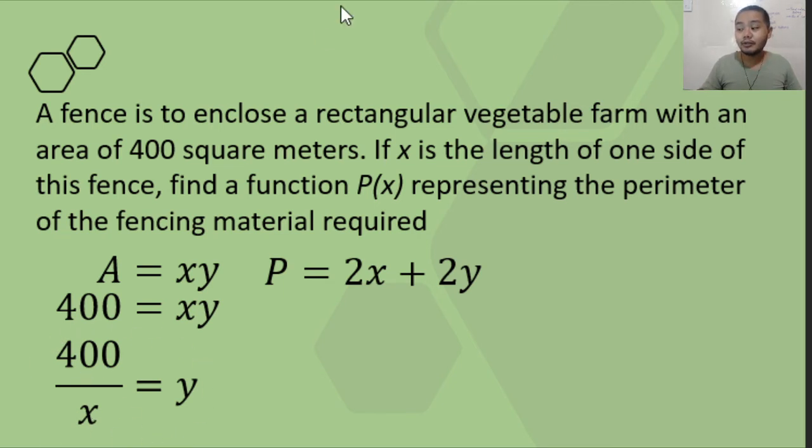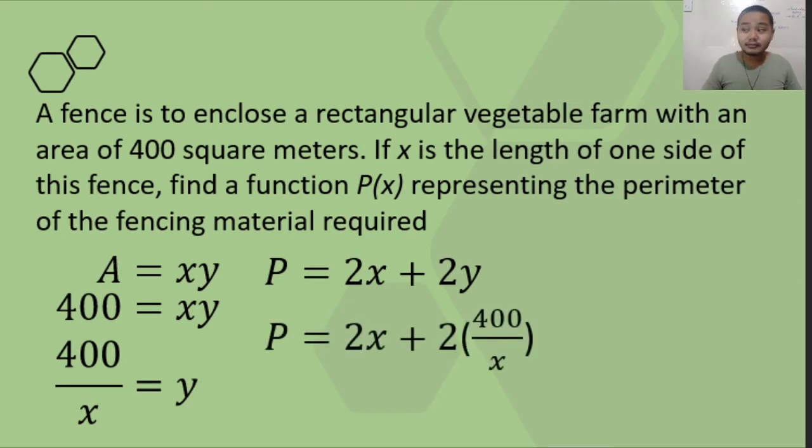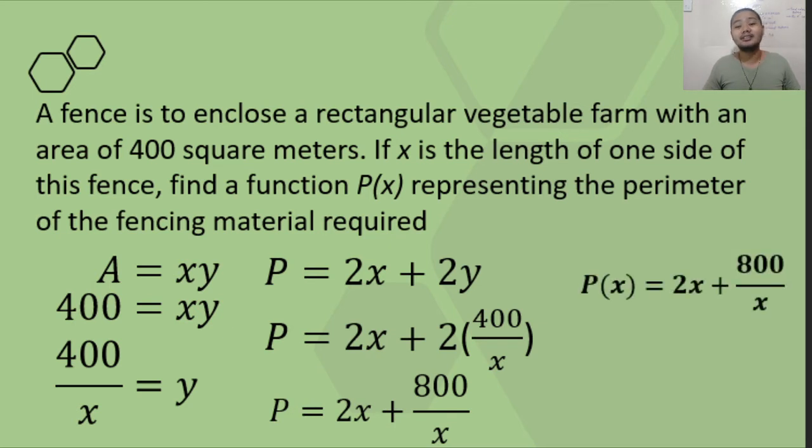So, in that case, this will be p. Again, what I'll do here is replace y with 400 over x. So, there it is. P is equal to 2x plus 2 times 400 over x. In this case, of course, I'll simplify this. P is equal to 2x plus 800 over x. Since our goal is to find a function p of x, we'll just replace the p with p of x. So, that will be our final answer. Okay?